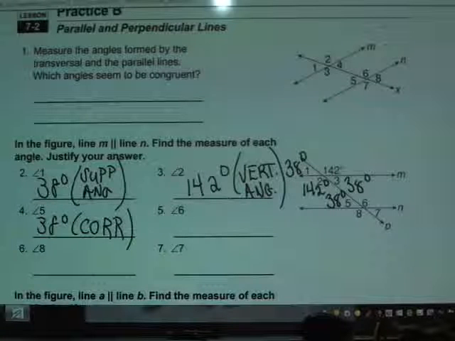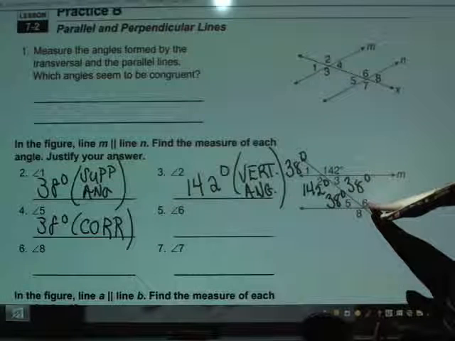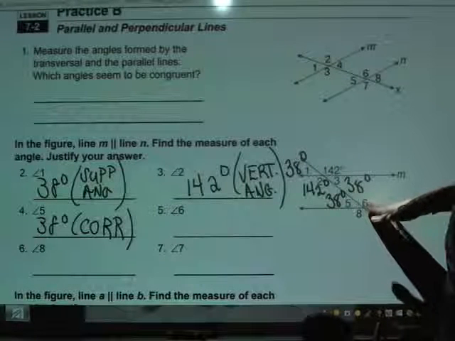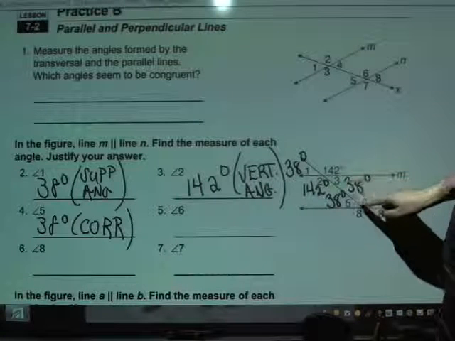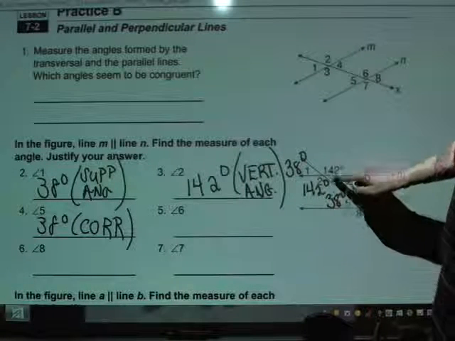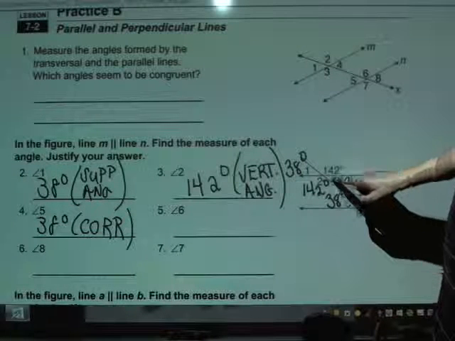We talked about alternate interior angles. Alternate interior angles are angles that are between parallel lines but on opposite sides of the transversal. So when we're talking about number 6, if we're using the alternate interior idea here, between the parallel lines are these 4 angles only. And again, we're talking alternate. Alternate meaning opposite sides of the transversal.